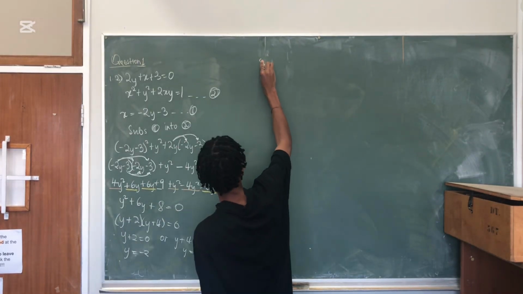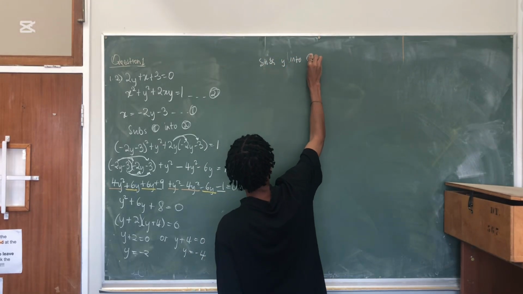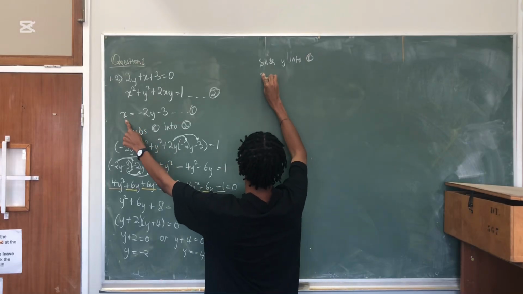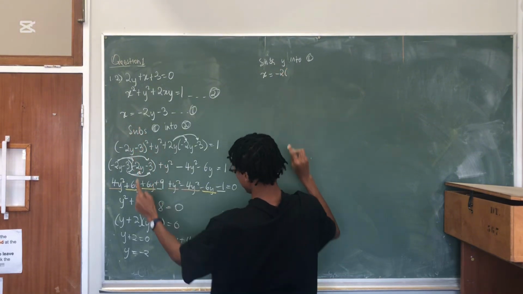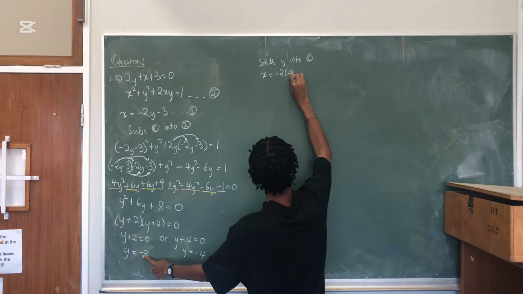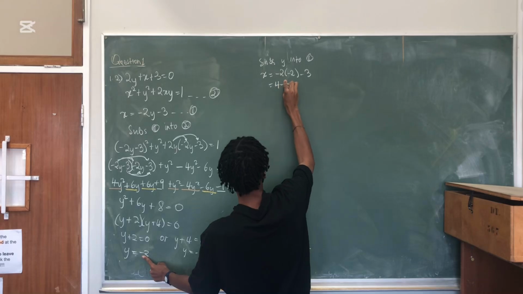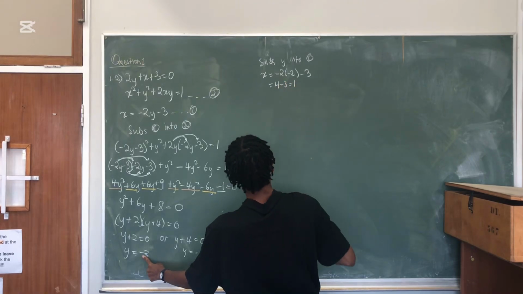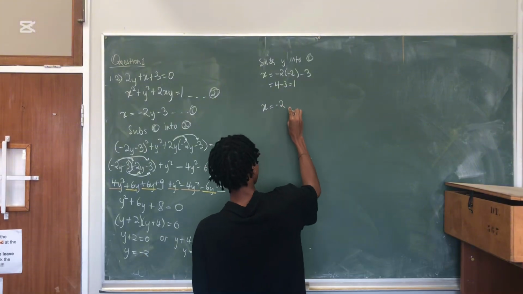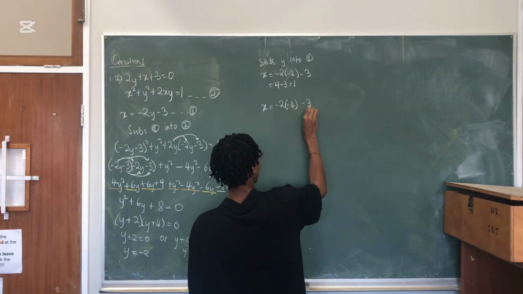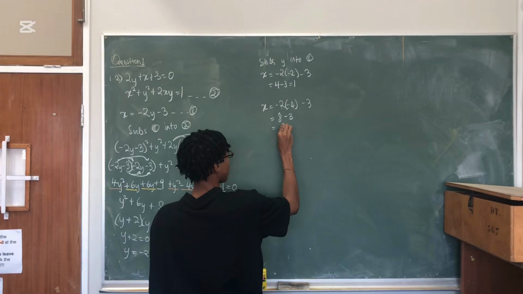Now we're going to substitute y into the first equation to find our x's. x is equal to negative 2 times our first y, which is negative 2, minus 3. This is going to be positive 4 minus 3, which is positive 1. The other x is going to be negative 2 multiplied by negative 4, minus 3. This is going to be positive 8 minus 3, which is 5.